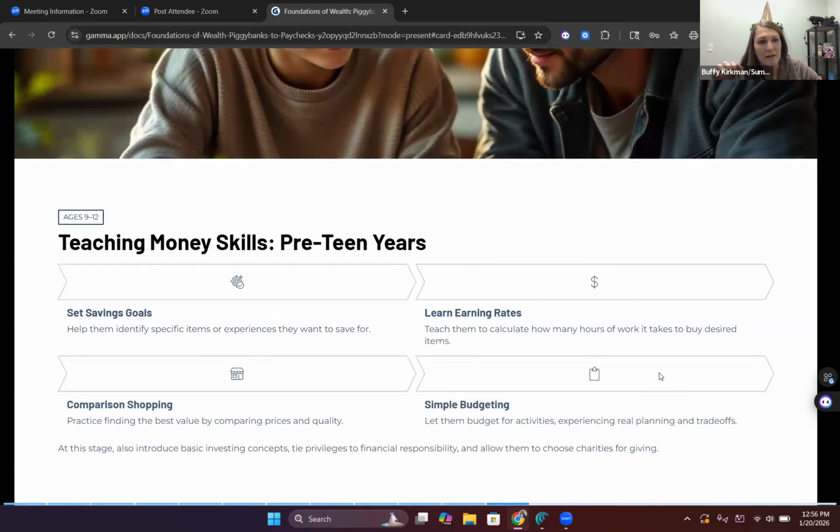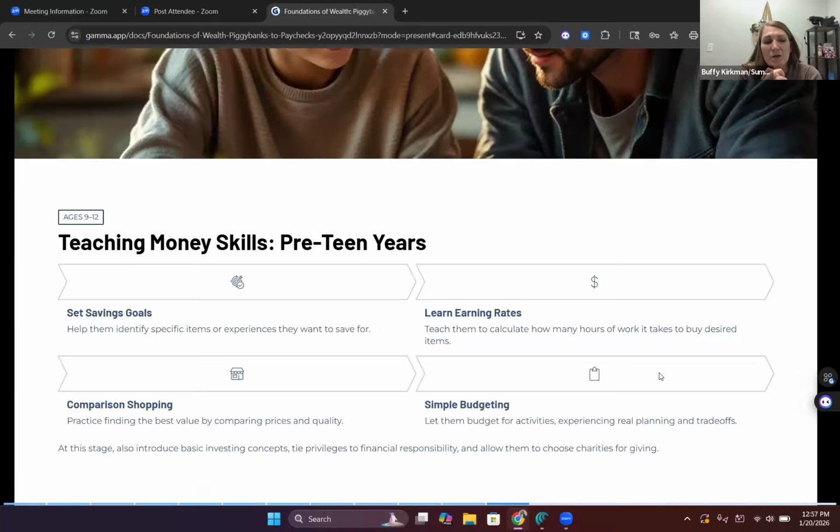Okay. And then money skills, specifically for that 9 to 12 age group that we just talked about. Okay. So help them set specific saving goals for ideas, experiences, items, big ticket things that they want to save for, so that they can visualize or know how close they are to making that happen. Okay. And then learning earning rates. So again, how many hours of work at minimum wage is it going to take to buy that thing? Or how many of these things could you make and sell, or how many lawns would you need to mow, whatever they're going to do for work, how much of that is it going to take to make this savings goal happen?